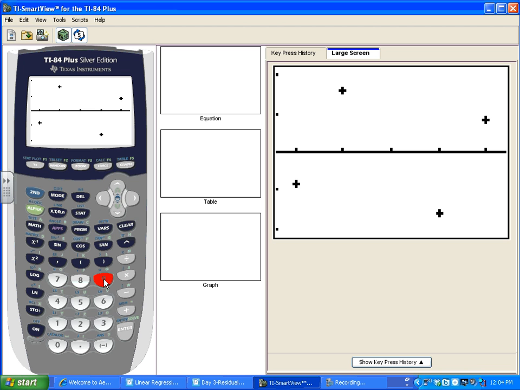Zoom stat. That'll now get your residual model. My residual model should look different from yours. This is from the soccer, the 4 data pieces. Mine's going to look different. Compare your residual plot to the people around you and see if it matches up.